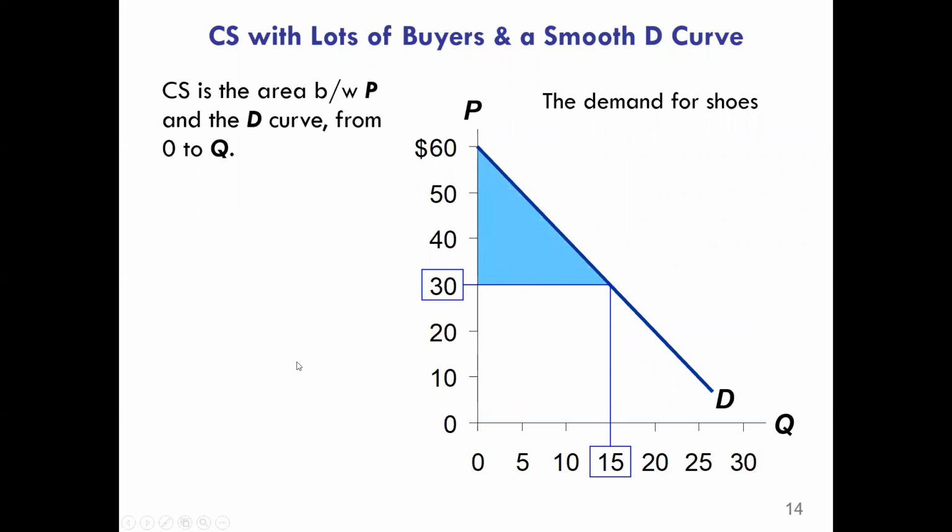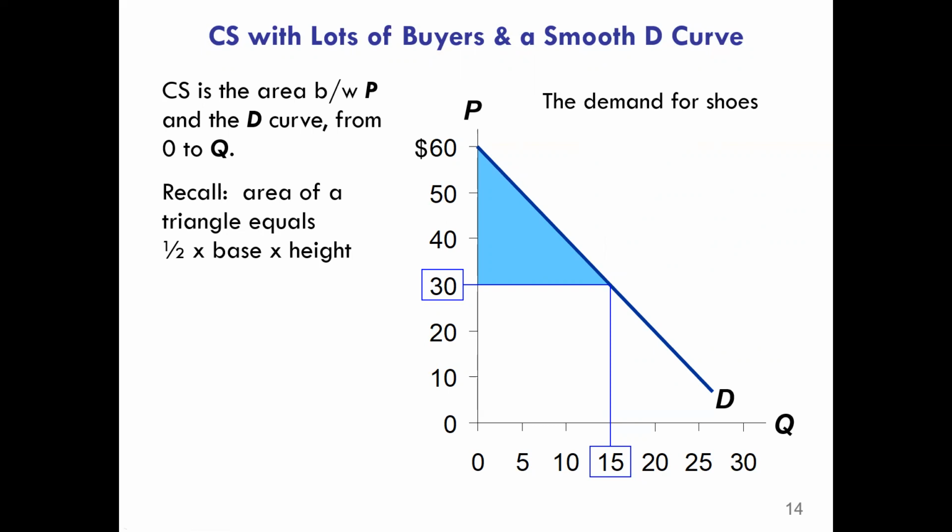Now, consumer surplus is effectively the area between the price and the demand curve, from 0 to the quantity. We can see in this diagram that the area bounded by the demand curve, the price, and 0 up to the quantity is effectively a triangle. So to find the consumer surplus, we'll find the area of this triangle. We know from our mathematics class that the area of a triangle is half times the base times the height of the triangle.